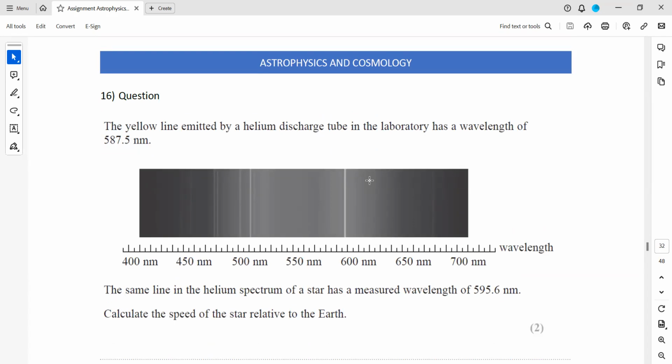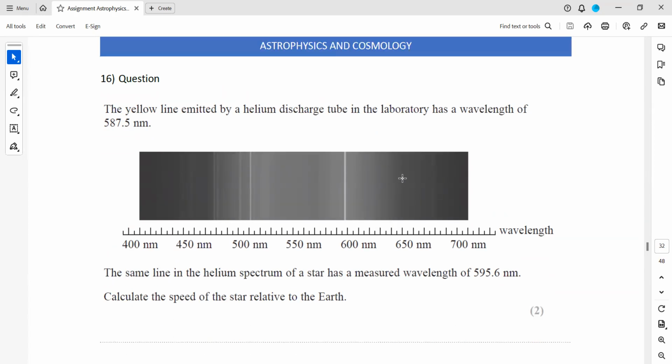The yellow line emitted by the helium discharge in the lab has a wavelength of 587.5 nanometers. The same line in the helium spectrum of a star has a wavelength of 595.6 nanometers, as measured. So this is in the lab. In the lab, it is a shorter wavelength, but it appears longer. It shows that the star is moving away from us, because if the wavelength increases, it means it is moving away. Wavelength increase means it is giving us a redshift.